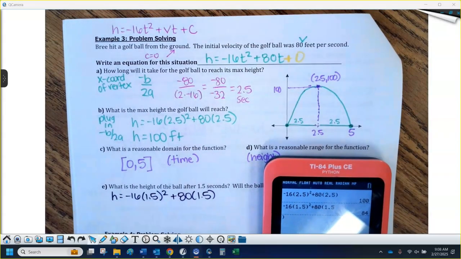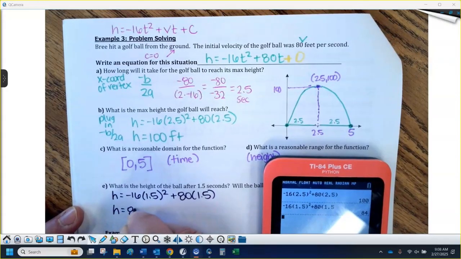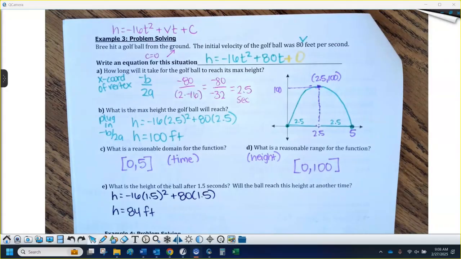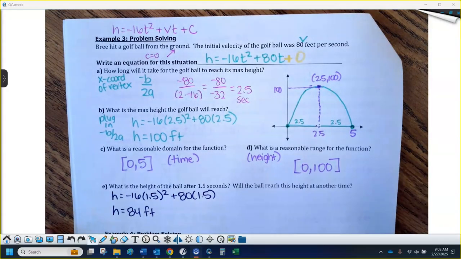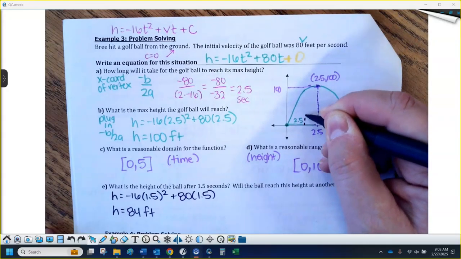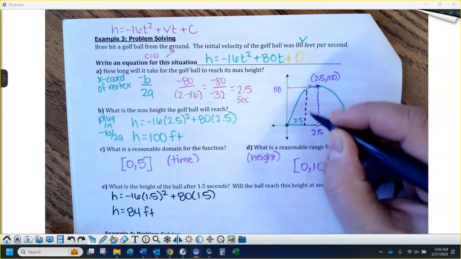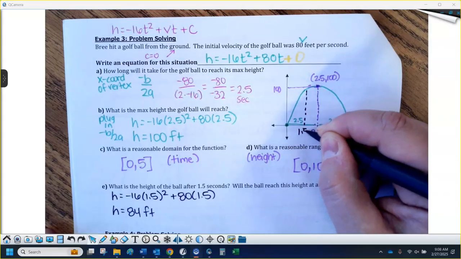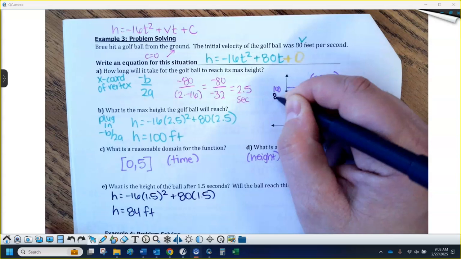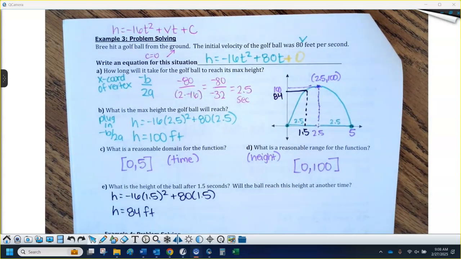Should be 84 feet there. So this last question is really tricky. I'm just going to eyeball it, maybe right in here. So this is maybe about 1.5 seconds. And then here I'd be at, I did not do a good job drawing that, pretend that's better, then I'd be at 84 feet.